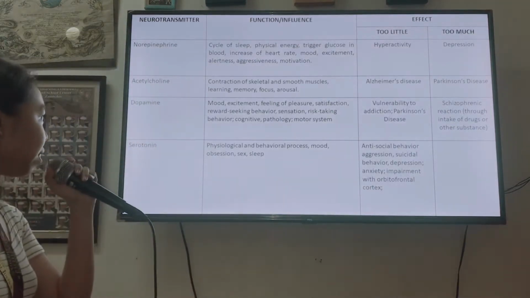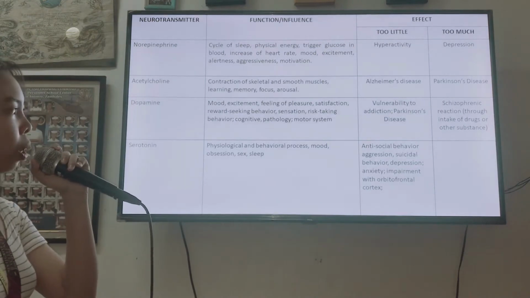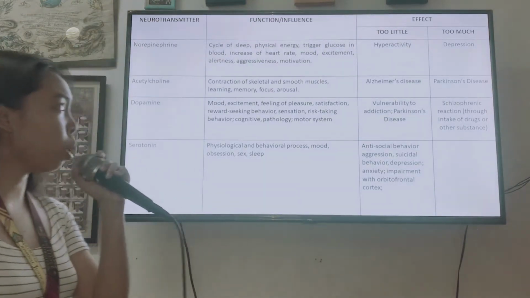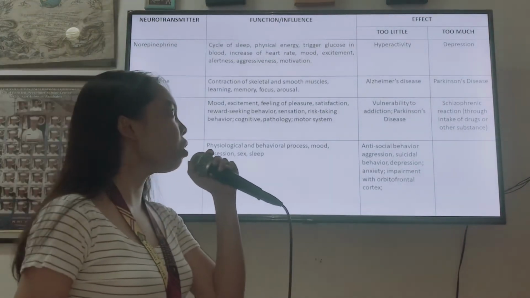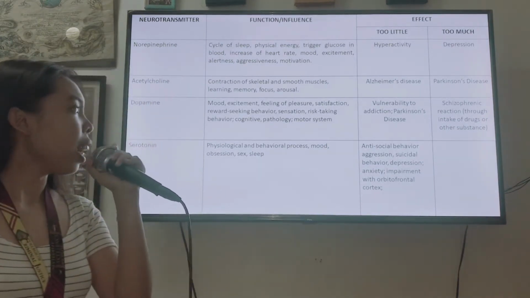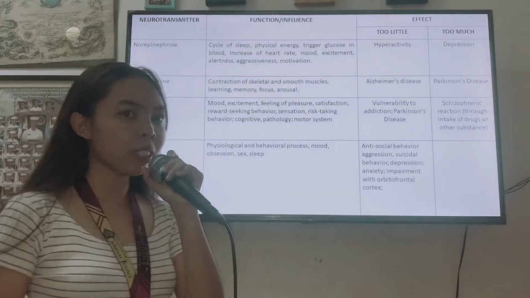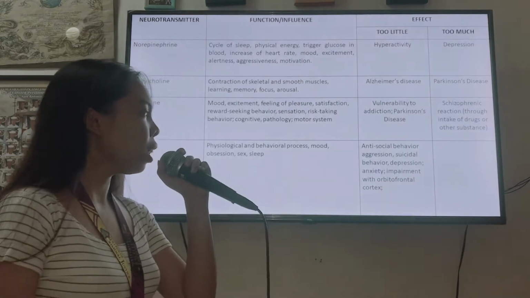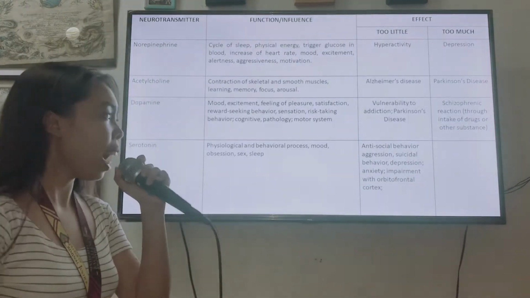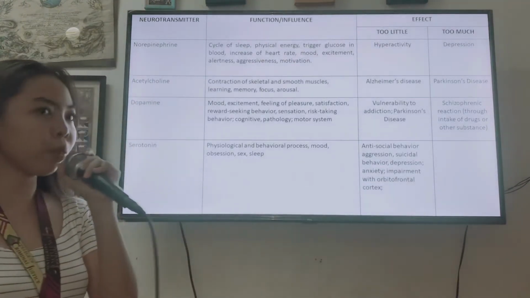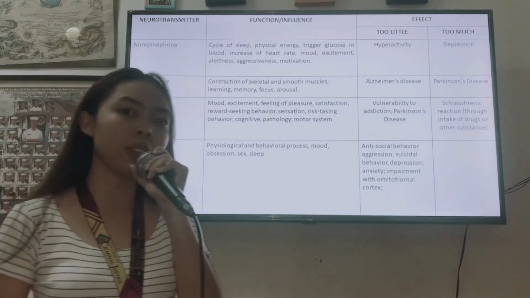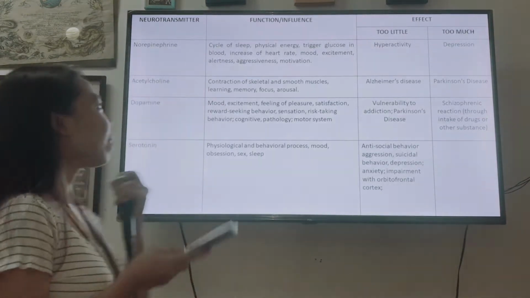So lastly is the serotonin. This is what we call the happy chemical. So with too much happy chemical, or too much serotonin, we are active. But if it's too little, it causes antisocial behavior, aggression, suicidal behavior, depression, and other negative behaviors.